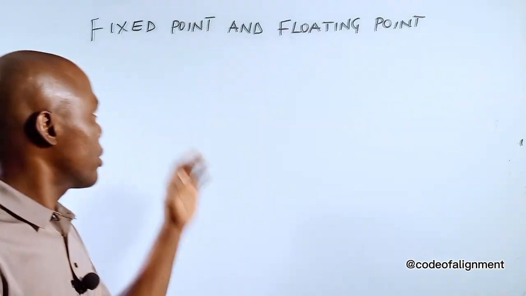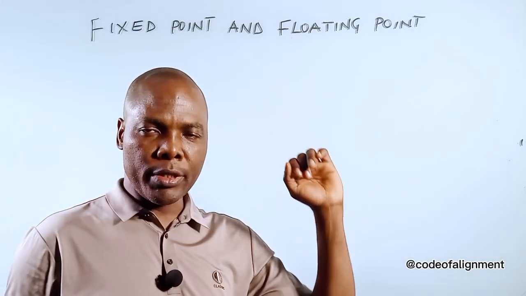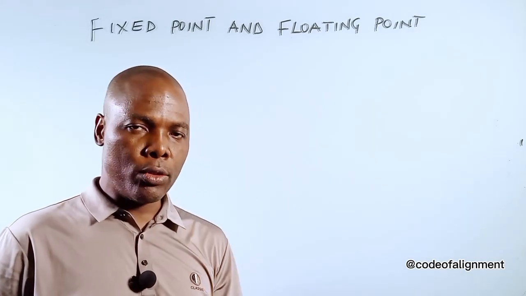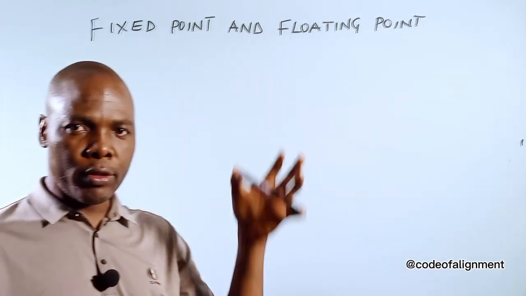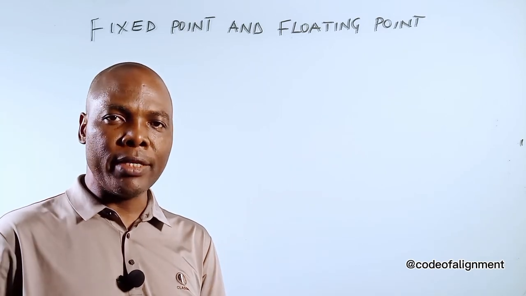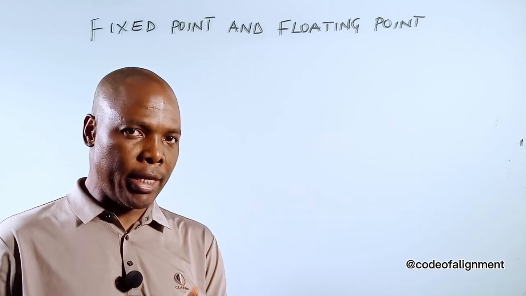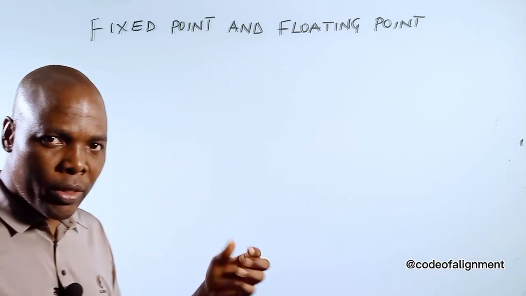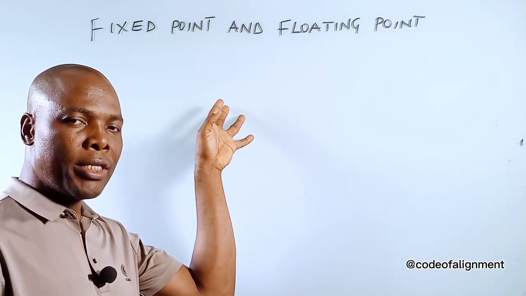Today in class, we want to discuss fixed point and floating point representation. I told you I was going to show you that in this class. So what is fixed point and floating point? We have discussed the radix point, and I told you that the radix point is the binary point, or the decimal point in decimal. Since we are dealing with binary bits, we are going to consider the radix point as the binary point.